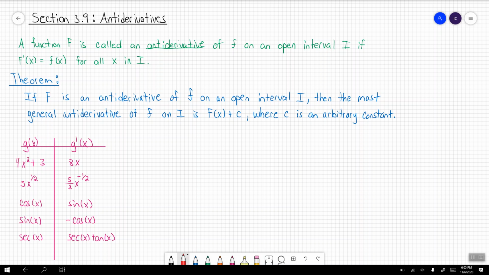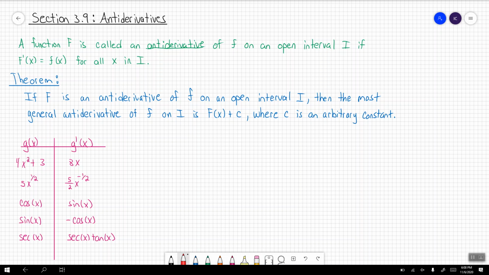The definition says that a function capital F is called an antiderivative of a certain function f of x on an open interval I, then it must mean that the derivative of capital F of x is equal to lowercase f of x for all x in that given interval. And the theorem says if capital F is an antiderivative of lowercase f on an open interval I, then the most general antiderivative of the function f of x is capital F of x plus c, where c is an arbitrary constant.